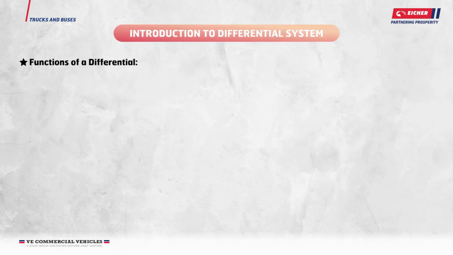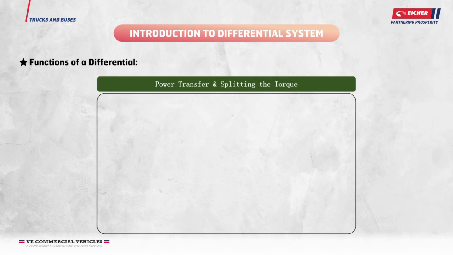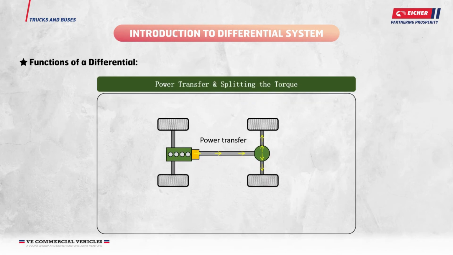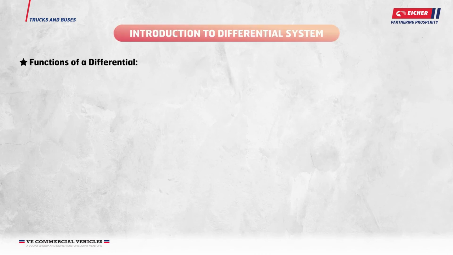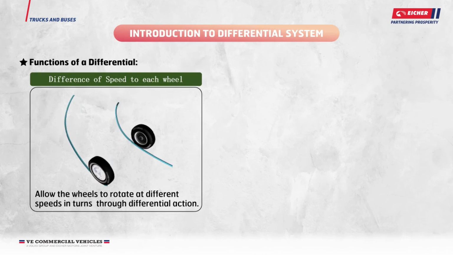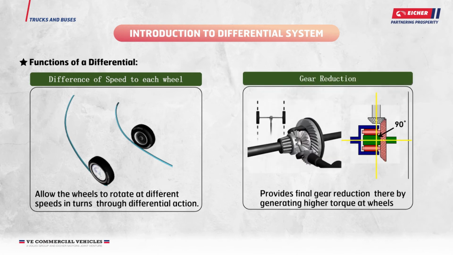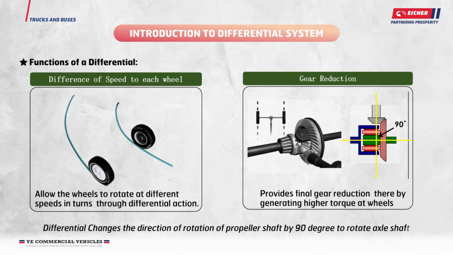Functions of differential. The main function of the differential is to transfer the engine power from the drive shaft and split the torque to the wheels. Other functions of differential are as follows. Allows the wheels to rotate at different speeds in turns through the differential action. Provides final gear reduction, thereby generating higher torque at wheels. The differential changes the direction of rotation of the propeller shaft by 90 degrees to rotate the axle shaft.